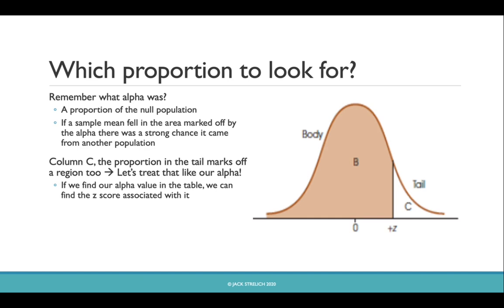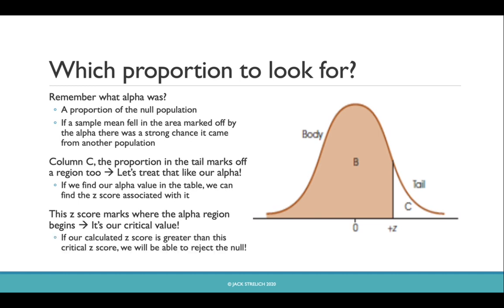If we find our alpha value in the table, we can find the z-score associated with it. The z-score marks where the alpha region begins. It's our critical value. And if our calculated z-score is greater than this critical z-score, we'll be able to reject the null. So looking at this illustration here, effectively the non-shaded region, C, is going to be our critical region.